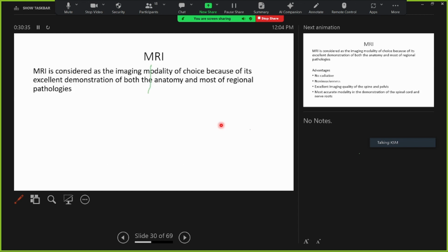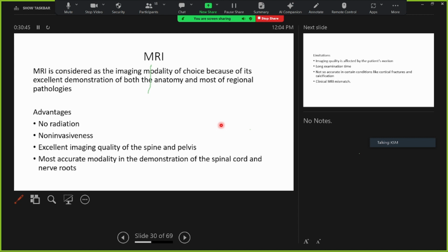MRI is considered the imaging modality of choice because it demonstrates very good soft tissue resolution and assesses the regional pathologies well. The main advantages are that there is no radiation, it is a non-invasive procedure, and it has excellent imaging quality. It is currently the most accurate modality in demonstrating the spinal cord and the nerve roots.